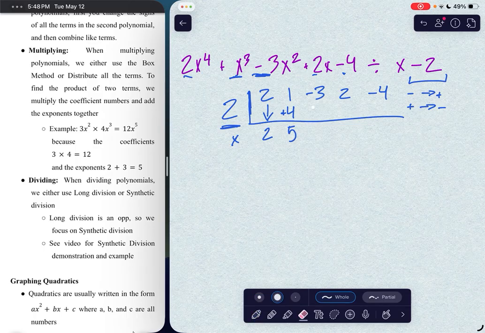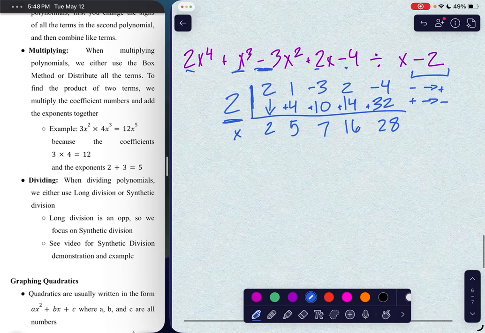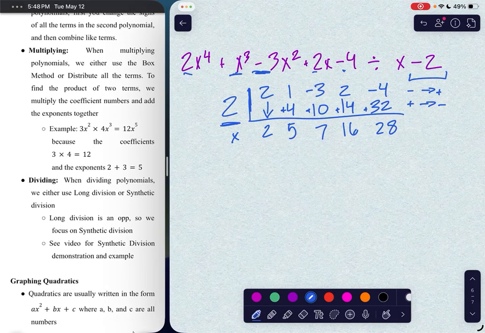2 times 5 is going to give us a 10. Negative 3 plus 10, or 10 minus 3, is going to give us a 7. 7 times 2 is going to give us a 14. 2 plus 14 will give us a 16. 2 times 16 will give us a 32. Negative 4 plus 32, or 32 minus 4, will give us a 28. So remember, with synthetic division, we use all these numbers here.